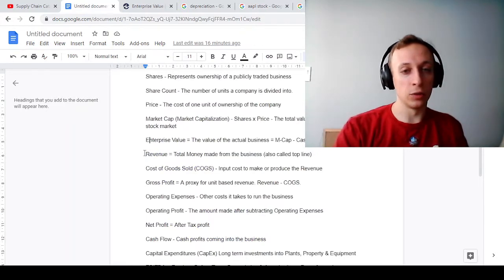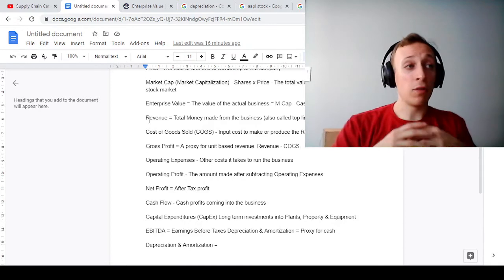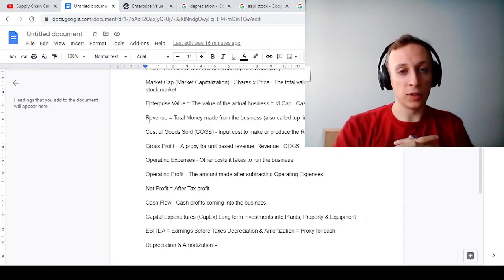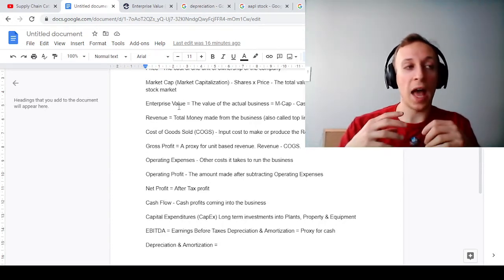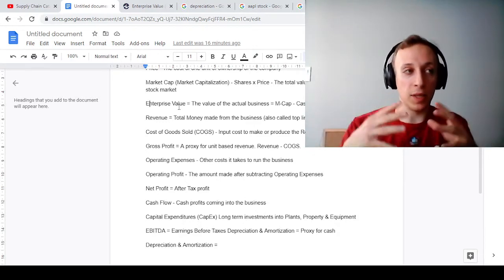Let's go back to these examples. So enterprise value. So this is a more finance technical way of looking at a business, but it is more accurate. So sometimes you'll see this as EV. It stands for enterprise value. So it's the actual value of the business itself, not the company, but the business.